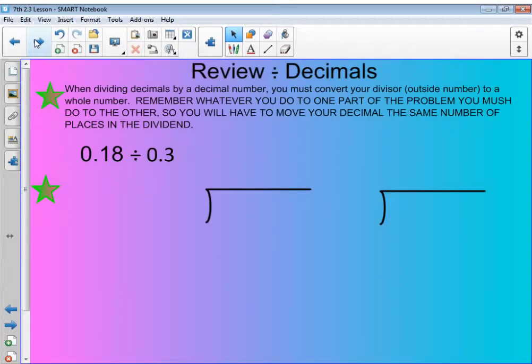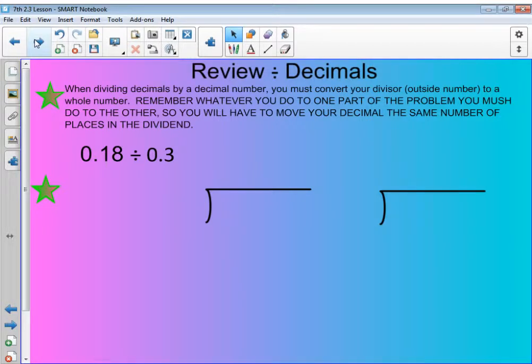So we're going to go ahead and now review division. When you divide decimals by a decimal number, you have to convert your divisor, which is your outside number, or the number that you're dividing by, to a whole number. Then whatever you did to that number, you have to remember to do to the inside number.